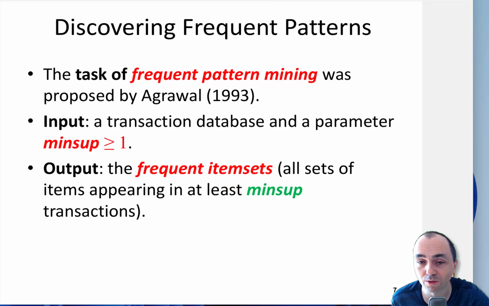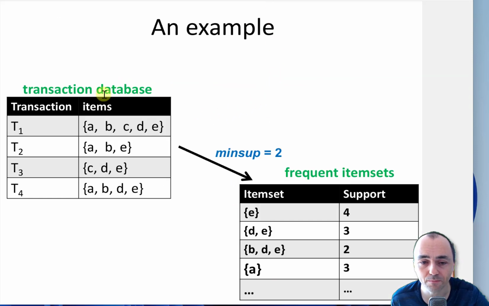So let me show you this with an example. Here I have the same database I showed you before. In this database we have 4 transactions, and here we set the minimum support to 2. It means we want to find all the sets of items that have been bought at least twice together by the customers. So for example, we find that the item set E appears 4 times. It is at least 2 or more, so it is a frequent item set.